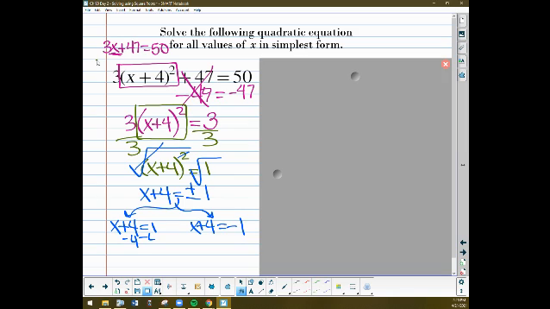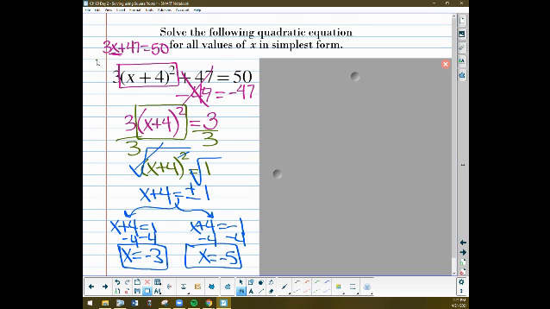Subtract 4 over here. My first x value is negative 3. 1 minus 4. My second x value, negative 1 minus 4 is negative 5. Okay, so negative 3 and negative 5.